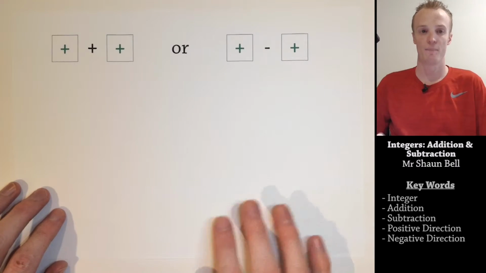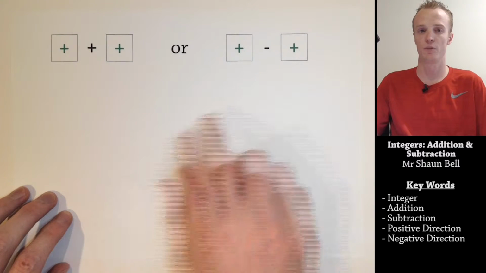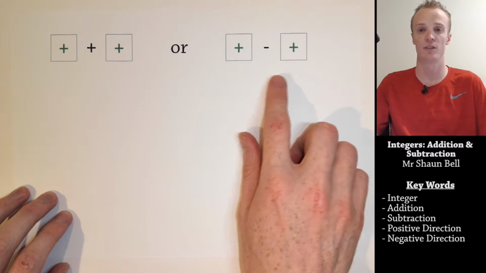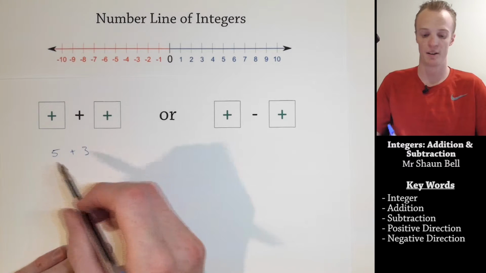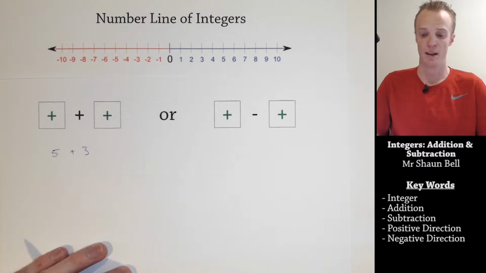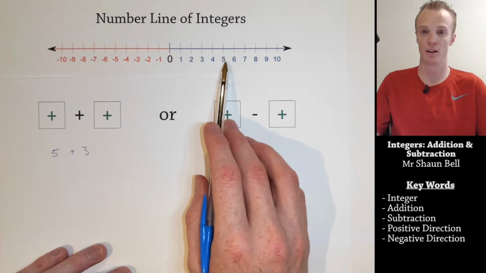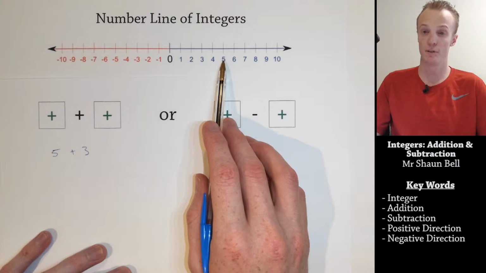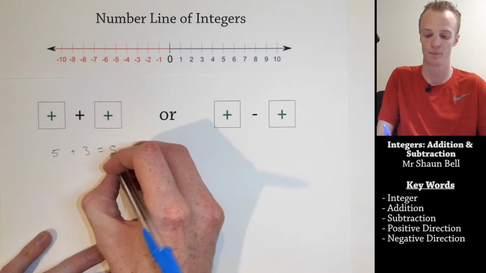We can either add two positive integers together, or we can subtract two positive integers. One example of adding two positive integers together can be 5 plus 3. Now on our number line, this tells us that we need to start at 5, which we can locate here. We need to move 3 spaces in the positive direction. So that's 1, 2, 3, and we finish at 8.